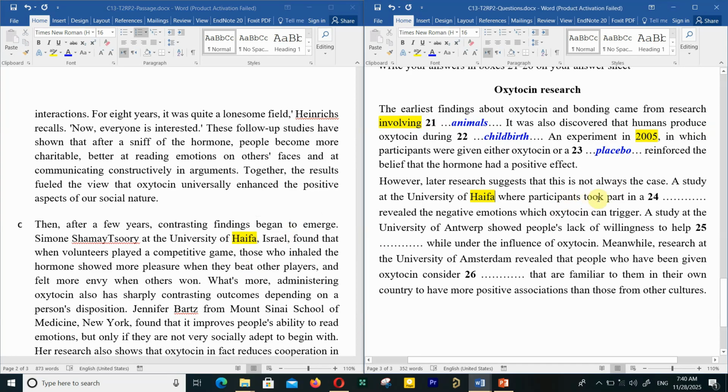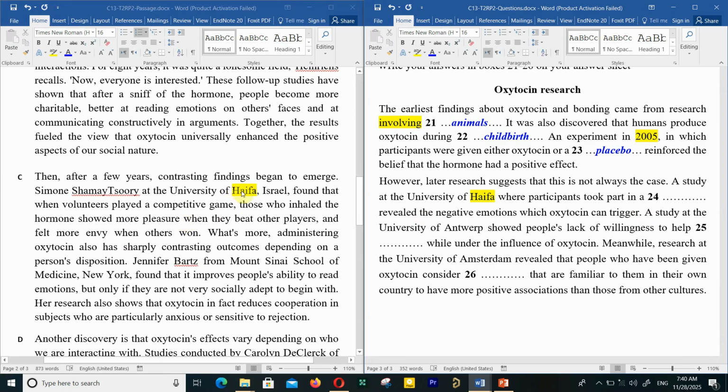Where participants took part in a what? Took part in something, maybe a ceremony, maybe something related to this, and it had to be singular because of a. Okay, singular noun. This is how grammar helped us. So, found that when volunteers played a competitive game, so this is what they took part in. They took part in a game.